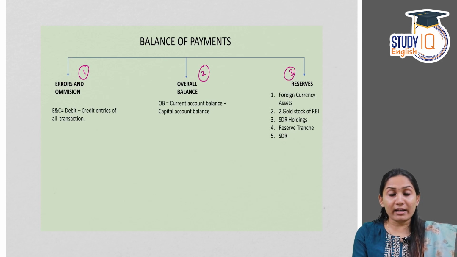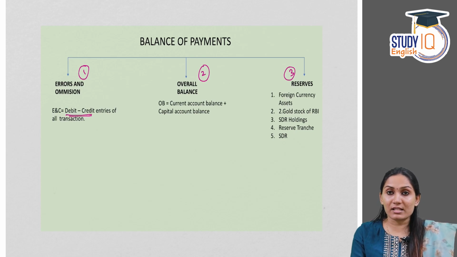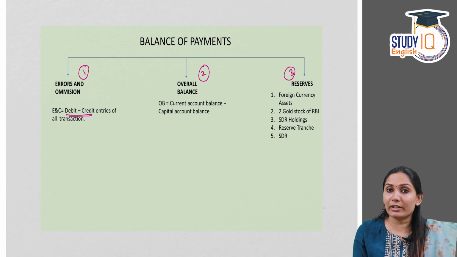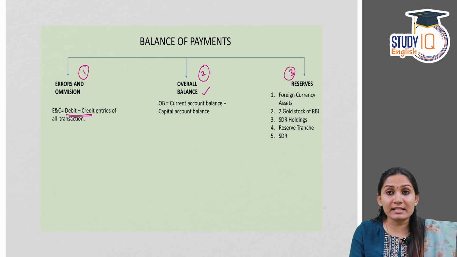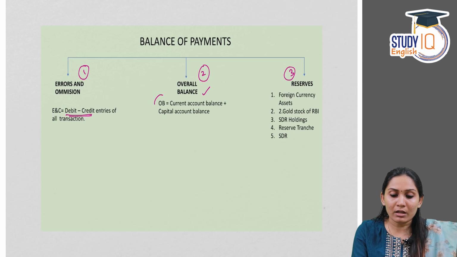So coming to errors and omissions. Errors and omissions refers to debit minus credit entries of all the transactions. These are not as important as the capital account and current account, but if you get a question in the examination, you should know what it is. Then second is overall balance, that is current account balance plus the capital account balance, which will give you the overall balance within the balance of payment.